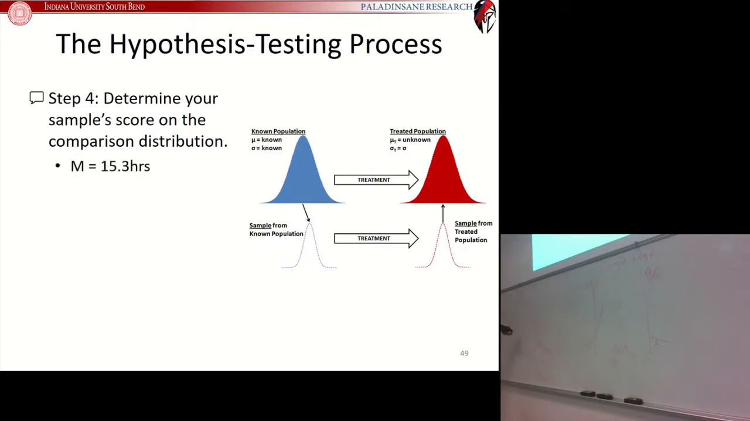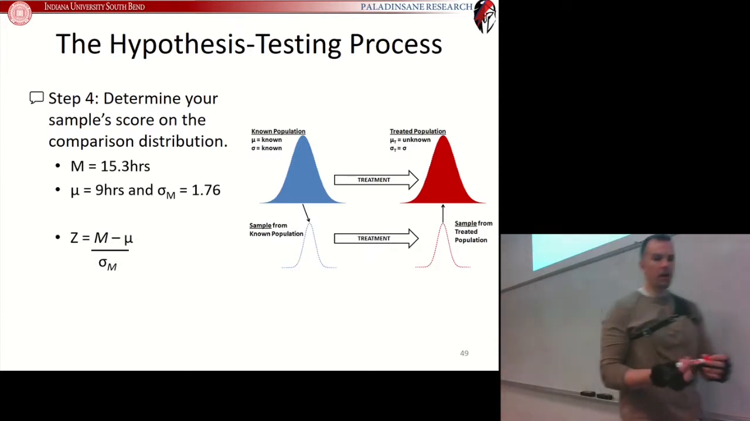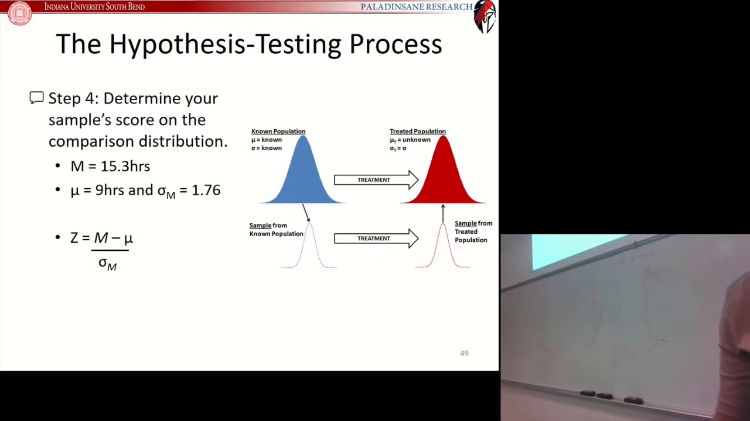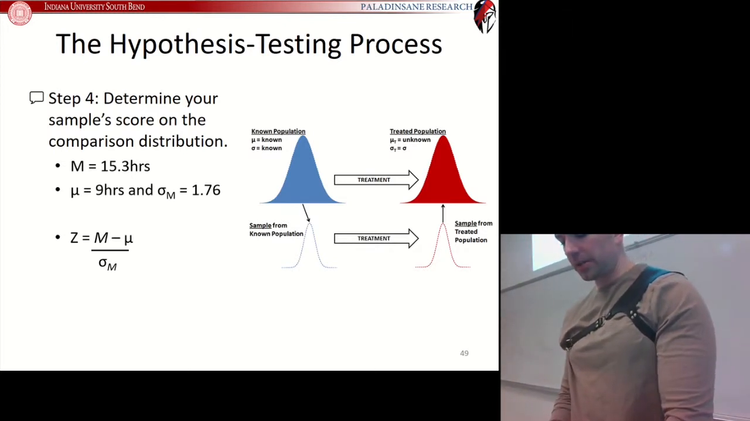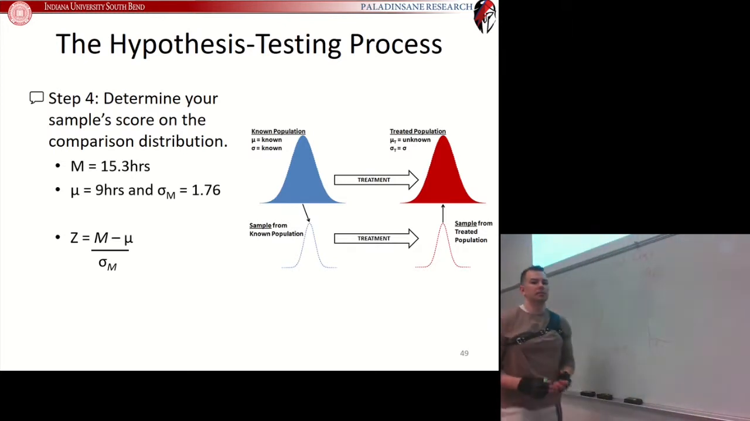So we've got a mean of 15.3 hours. We have our comparison distribution, pre-z-score transformation, which has a mean of 9 hours and a standard deviation of 1.76. We use the z-score formula that we've been using all this time. You take your sample mean minus your comparison distribution mean, divided by the standard deviation. We put all that in, and we find a z-score of 3.57.